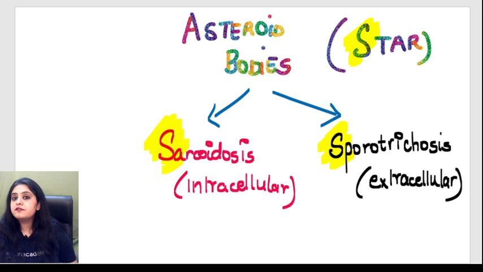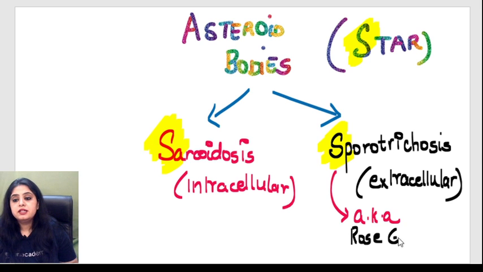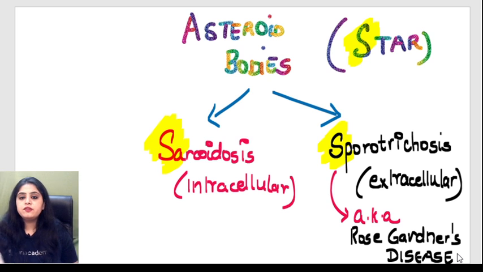How will you not get confused in the paper? I hope you remember, sporotrichosis is also known as Rose Gardener's disease. Right? That's the usual history that is given to you. Rose Gardener's disease, and a gardener, obviously, will the gardener roam inside, or will the gardener be roaming outside? Gardener will be roaming outside, right? So where will you see the star-shaped body? The star-shaped body will be seen outside the cell.